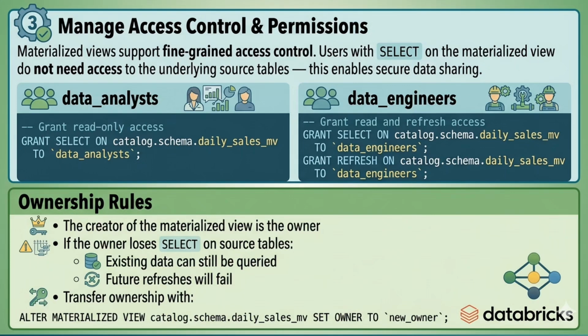Now let's understand ownership rules. The creator of the materialized view is the owner. If the owner loses SELECT access on the source tables, existing data can still be queried, but future refreshes will fail. And if needed, ownership can be transferred using ALTER MATERIALIZED VIEW catalog.schema.dailysalesmv SET OWNER TO new_owner. So with proper access control and ownership management, you can ensure both security and smooth operation of your materialized views.